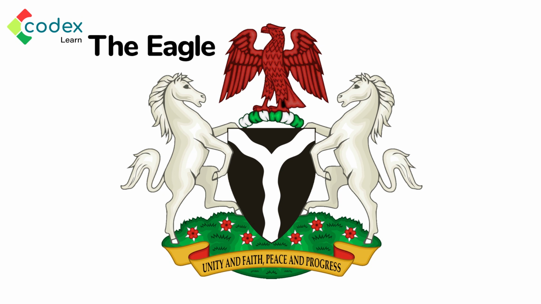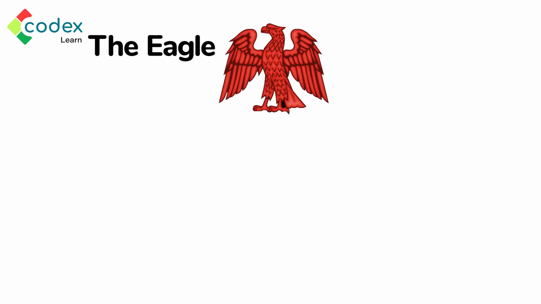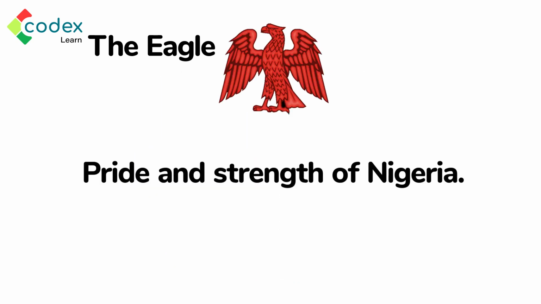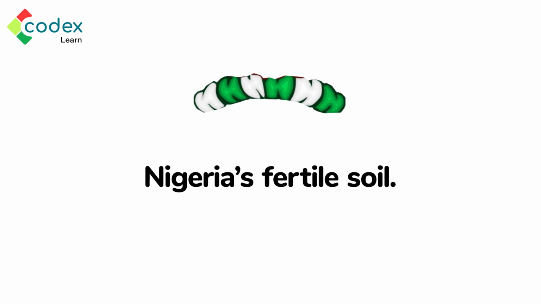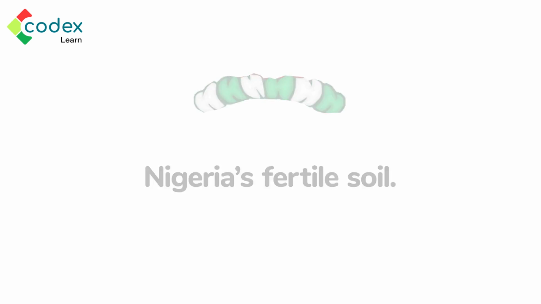Finally, the eagle. This is our crest. The eagle standing on the green and white bands represents the pride and strength of Nigeria, while the white and green bands represent Nigeria's fertile soil.